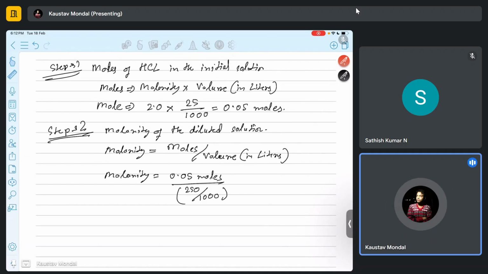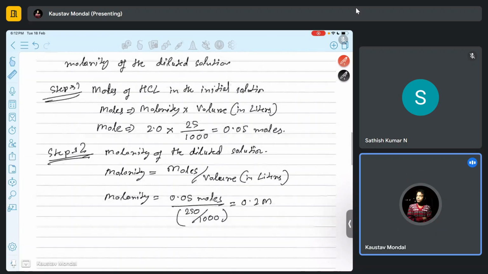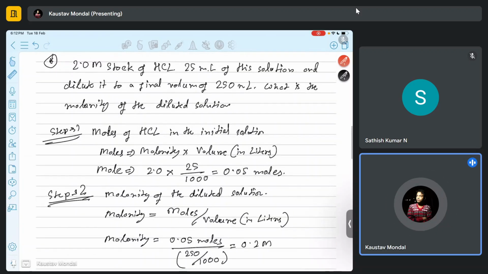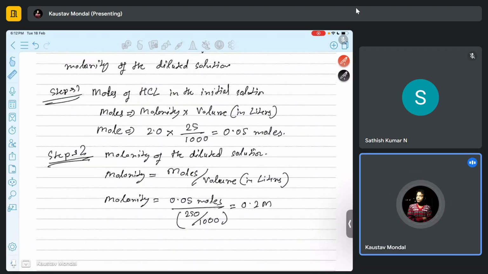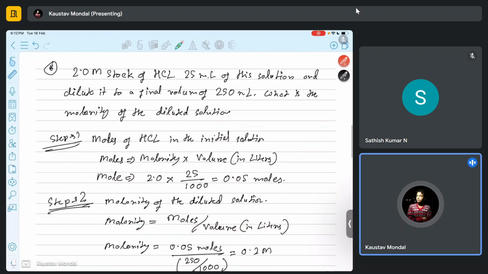So if you calculate this, you will simply get 0.2 M. Okay. So in the final solution, the molarity of the HCl will be 0.2 M. Okay. So this is how you can calculate if molarity is given in a solution.